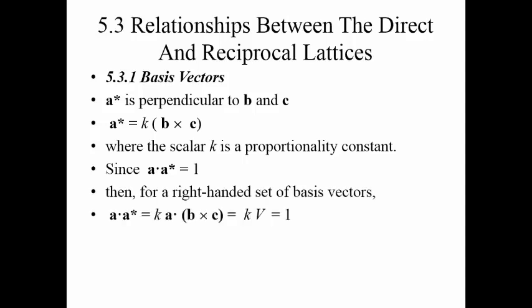So for a right-handed set of basis vectors, we can just multiply a* by a. We're going to multiply this whole thing by a across. We get k times a dot b cross c. a dot b cross c is the volume of a parallelepiped, so we can write this as k times the volume. In other words, k times V is equal to 1, so k is equal to the reciprocal of V. So a* is equal to b cross c over V.